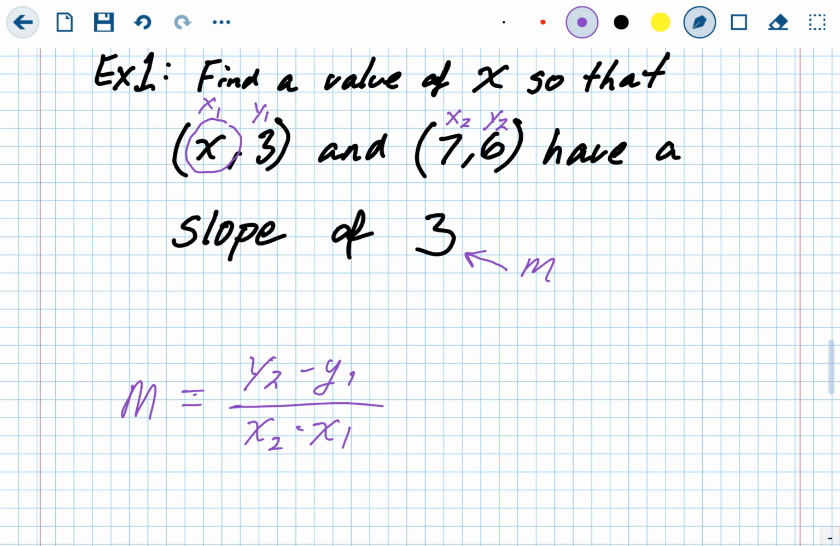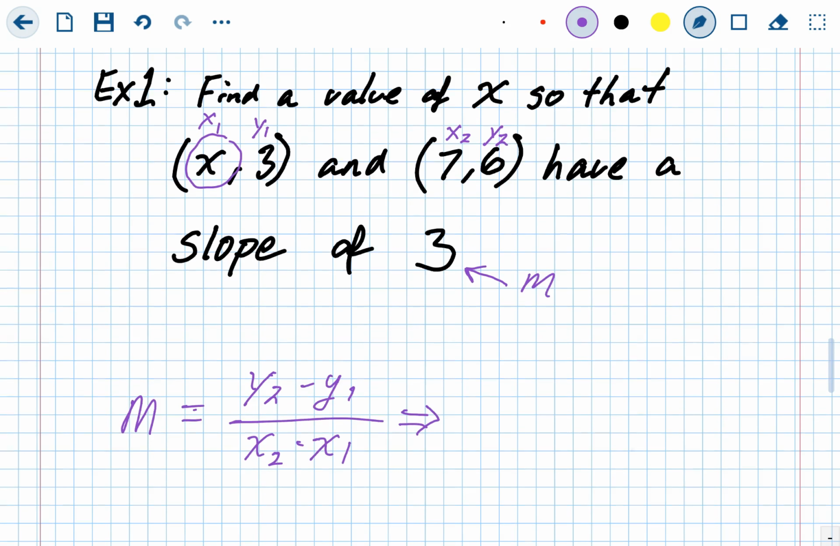So we're going to use that formula and we're going to plug in those values. Okay. So wherever, we're just going to plug in what we labeled here. So m equals, so we know m is 3, so 3 equals. Okay. y2 minus y1. Okay. y2 was 6, y1 was 3.